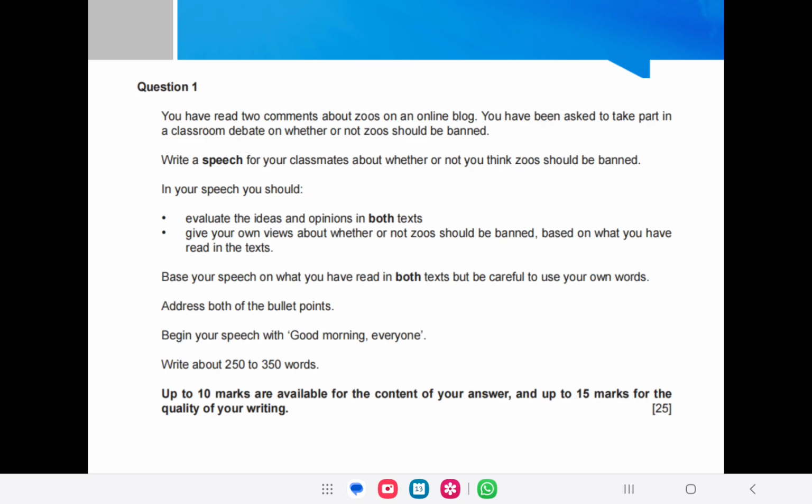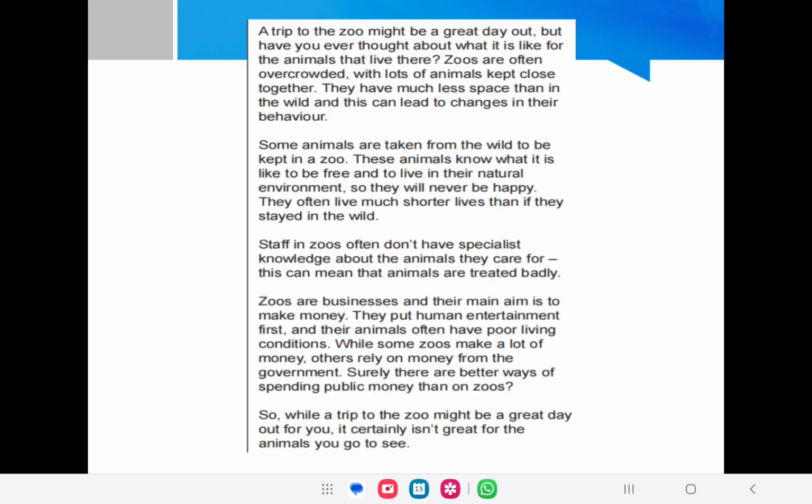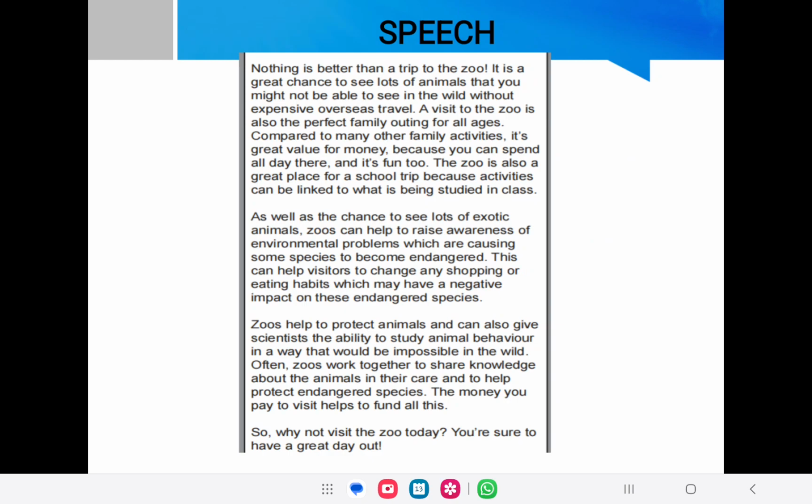In your speech, you are going to be assessed for these 2 bullet points. These bullet points are: evaluate the ideas and opinions in both texts, and give your own views about whether or not zoos should be banned based on what you have read in the text. So the first thing is that you will be evaluating both the texts. Now keep one thing in mind: there is a difference between analysis and evaluation. When you analyze things, you basically just pass remarks on the given text. When you evaluate, you basically give a judgment.